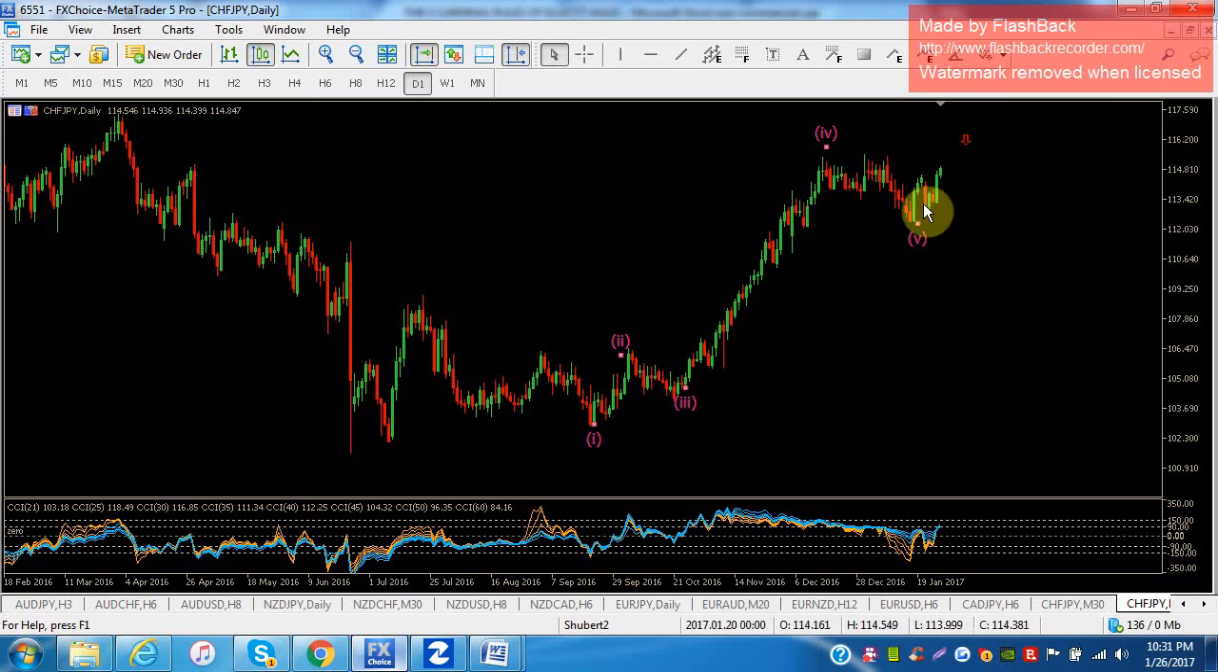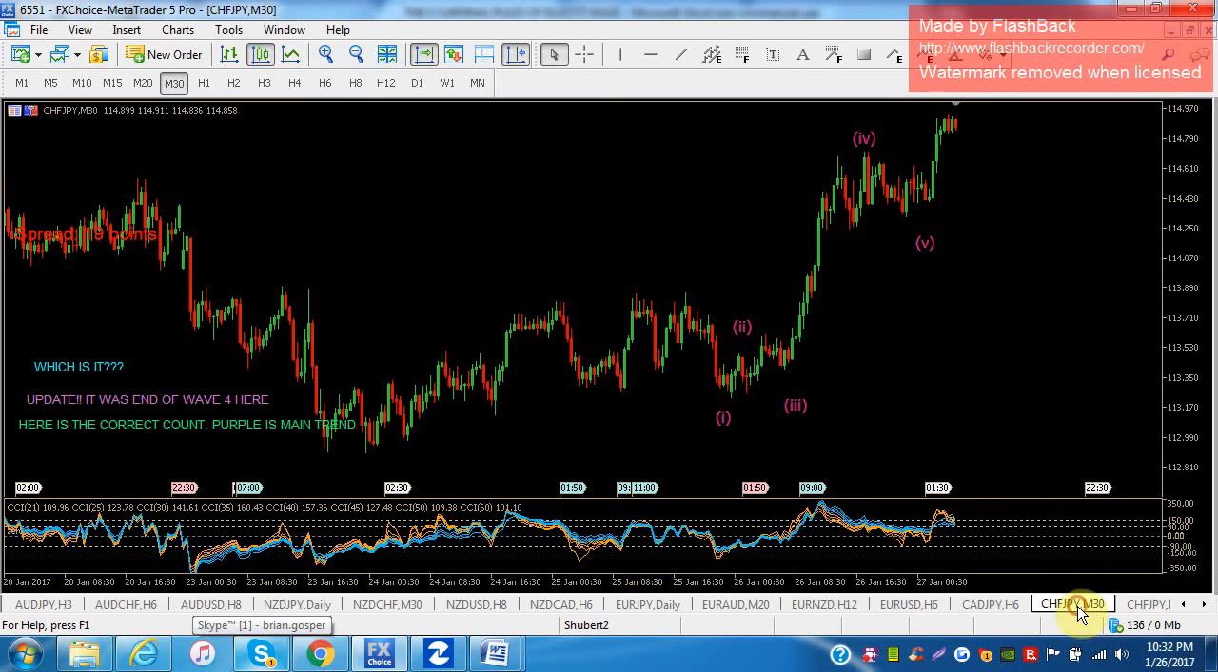So this is wave 3 of this wave. This is the third wave of this wave 5 up. So 1, 2, 3, 4, 5. This is the third wave on the daily, okay? But on the 30-minute, this is that view of this going up. So here's that wave 3 in more detail here on the 30-minute.